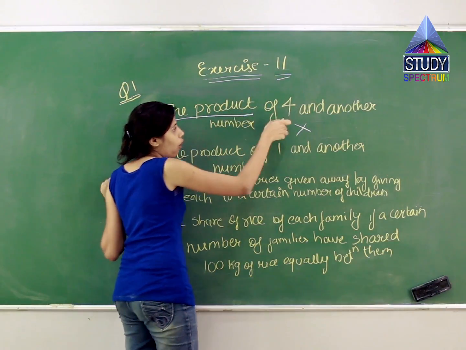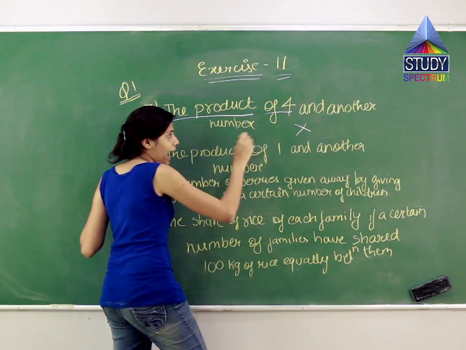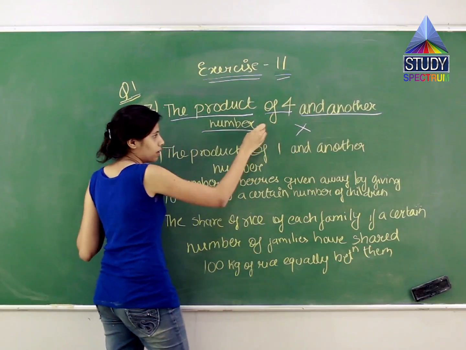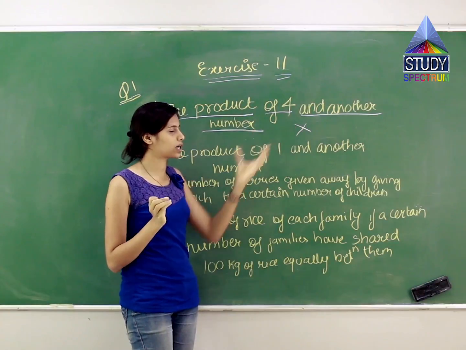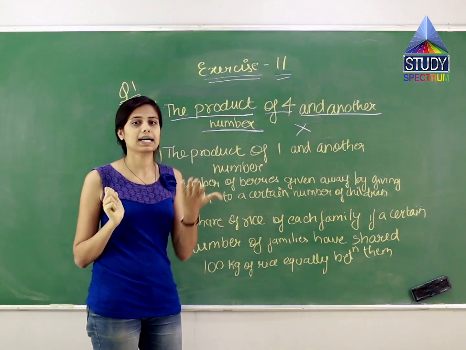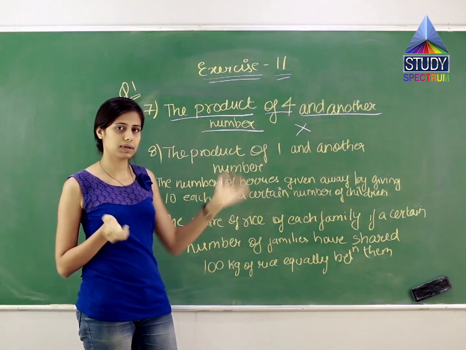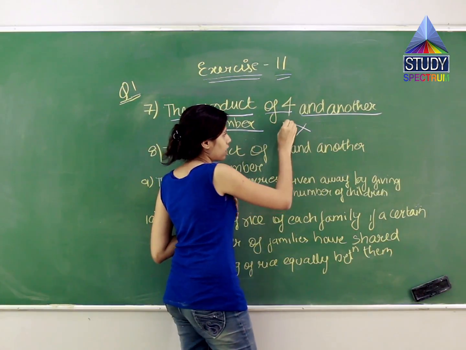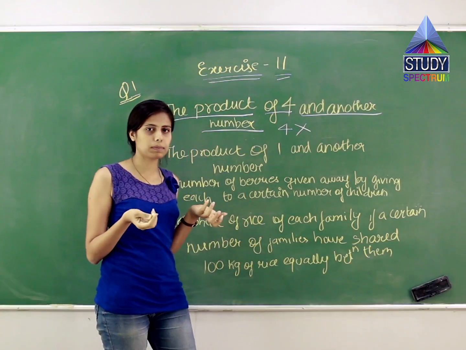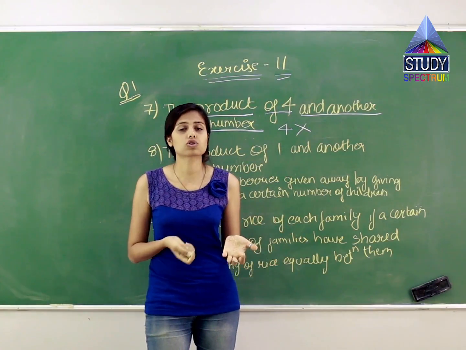So the product of 4 and another number means they are trying to tell you, one number whose multiplication we have to do. One number is 4 and the another number is unknown number. They have just told you another number. So let us take 4 on one side and another number means what? We don't know that number. So what we will do?